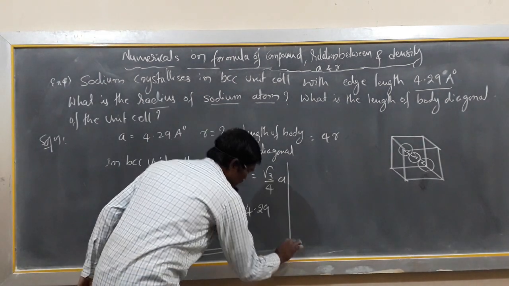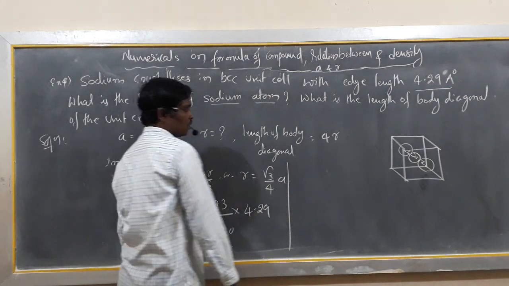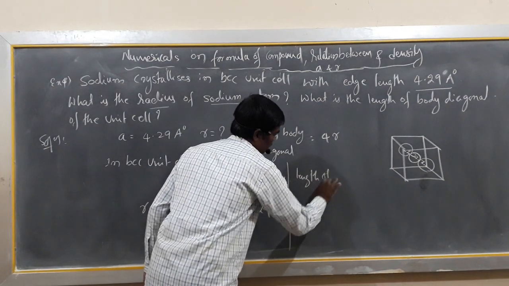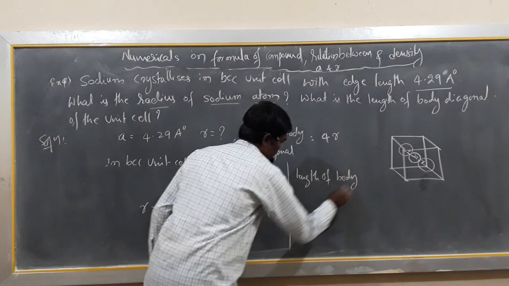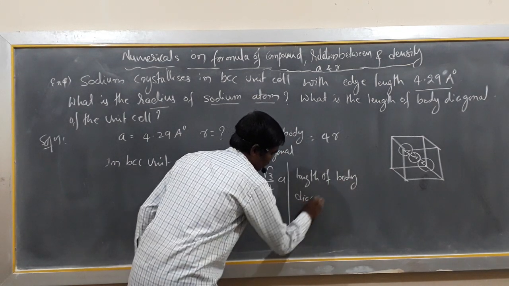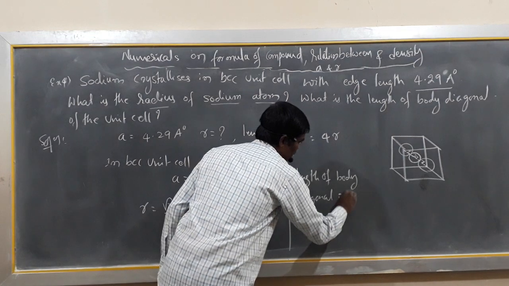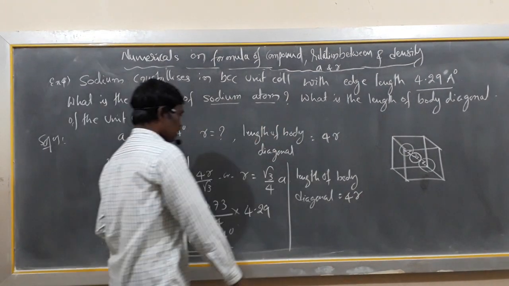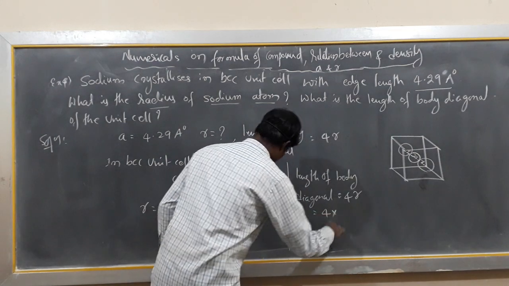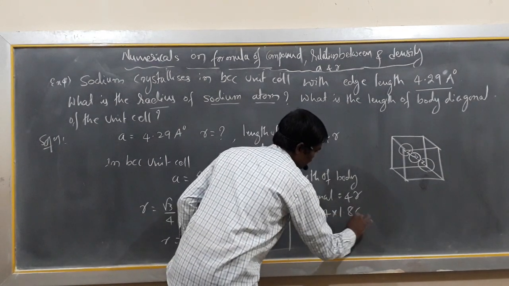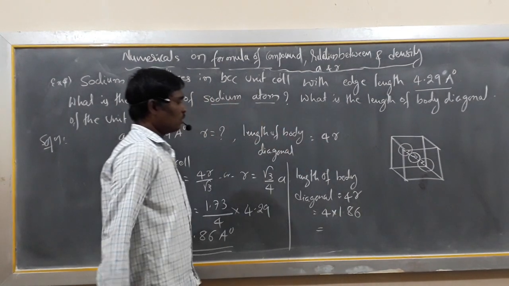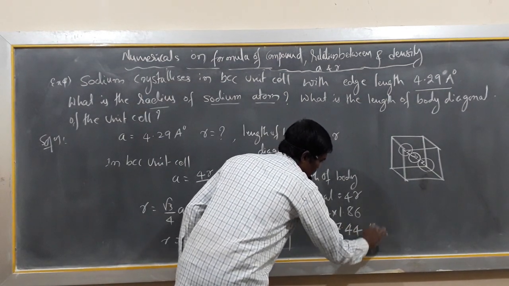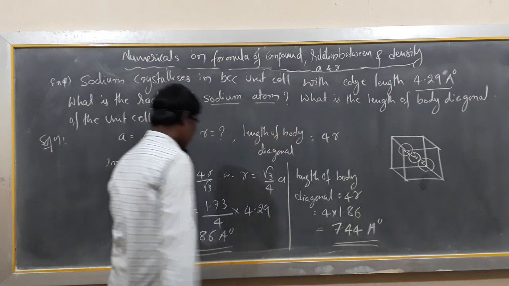Similarly, calculate the length of the body diagonal. Length of the body diagonal is equal to 4R. Let's simply multiply 4 with the radius of the sphere. That is 4 into 1.86. So that is equal to 7.44 angstroms. This is the length of the body diagonal.